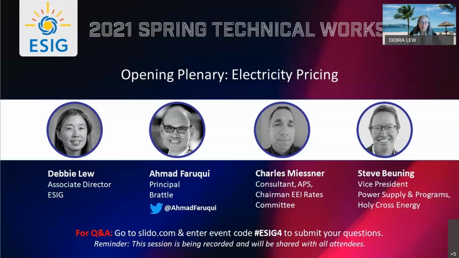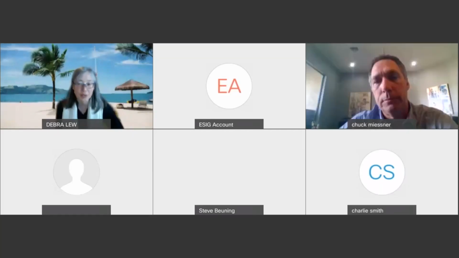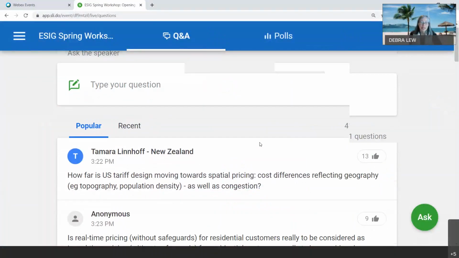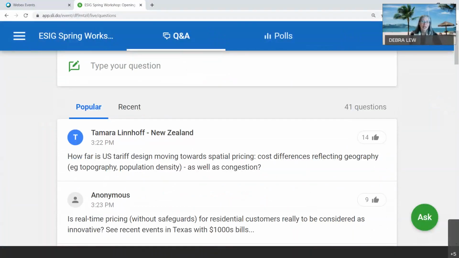And the first question is, how far is U.S. tariff design moving towards spatial pricing, cost differences reflecting geography as well as congestion? So I think here, moving to say nodal prices. And maybe I would even assert at some point we need to get to pricing on the distribution system as well. And I wonder if you guys have any thoughts about how we get towards more granularity in pricing to affect load.